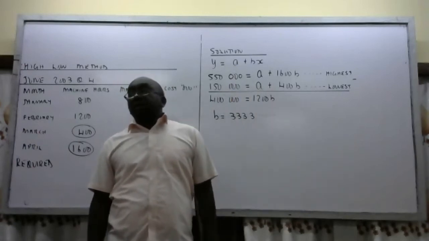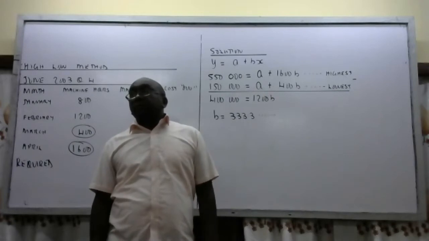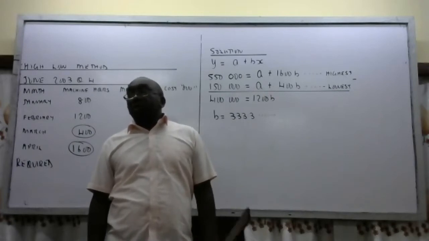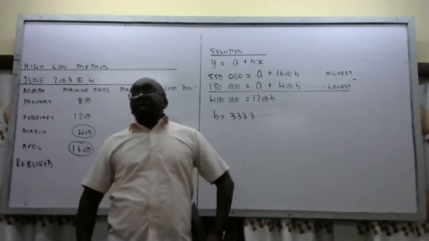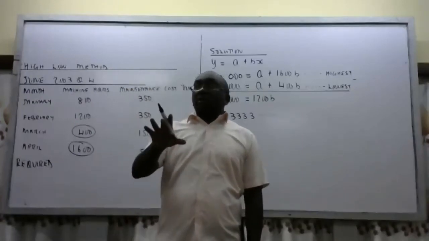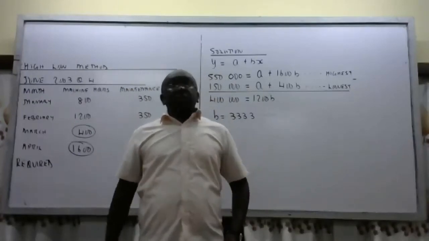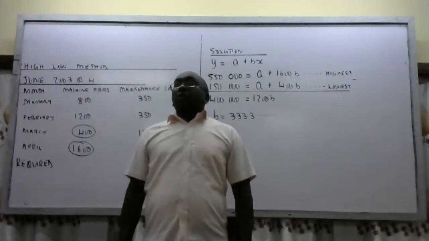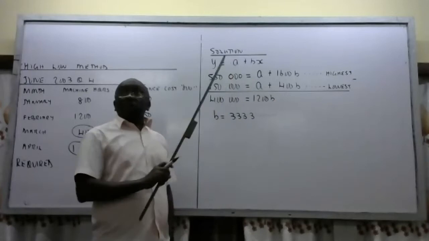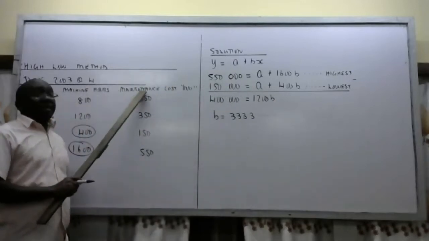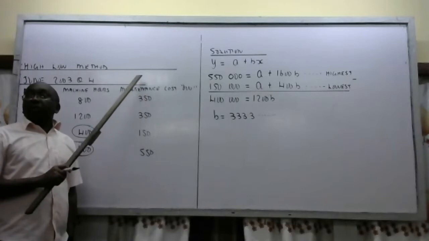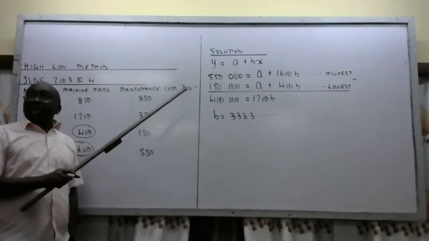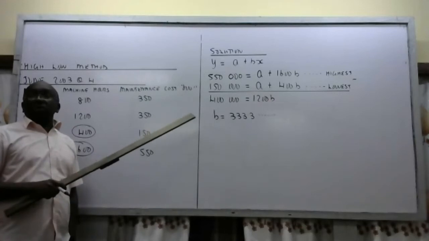I told you Y represents what? Y represents total cost. A represents B and X, the activity level. Now that one is a general case, but when you are dealing with a question, it becomes specific. So you will not only say that Y is the total cost, but it is the total maintenance, so that you know what we are dealing with. So it's the total maintenance cost. So you don't just tell us it's total cost.